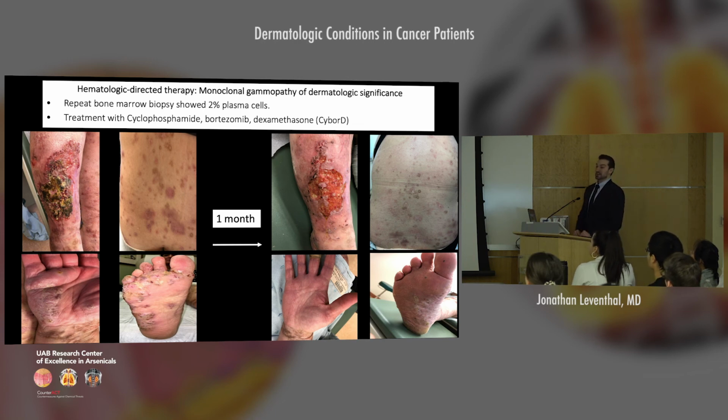And so eventually there was an agreement that hematologic directed therapy was indicated, and we were really glad. She did remarkably well. A month after starting cytoxan, bortezomib, which is a proteasome inhibitor, and dexamethasone, she had remarkable reepithelialization. This is after months and months of failing multiple systemic therapies. All of her vesicles and pustules were drying out, and her neutrophilic plaques were fading with hyperpigmentation.